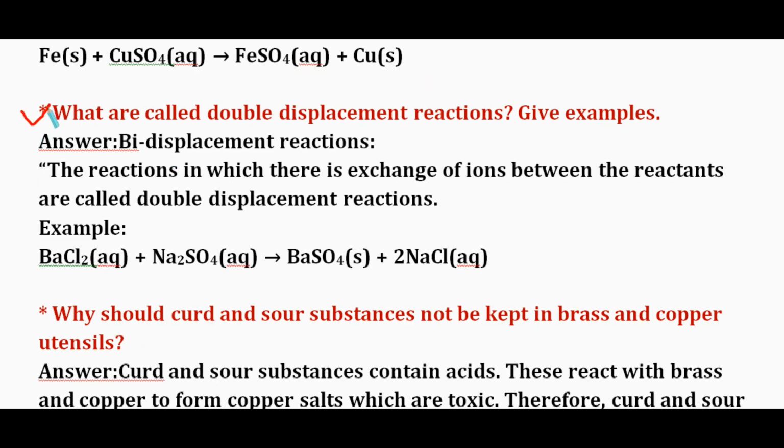Next question, what are called double displacement reactions? Give an example. So this is double displacement reaction. The reactions in which there is exchange of ions between the reactants are called double displacement reactions. Here barium chloride and sodium sulfate, there is an exchange of ions. Sulfate is combined with barium and chlorine is combined with sodium to form barium sulfate and sodium chloride. So there is a displacement of ions between the two compounds, so it is known as double displacement reaction.